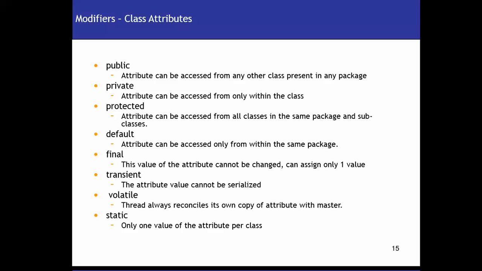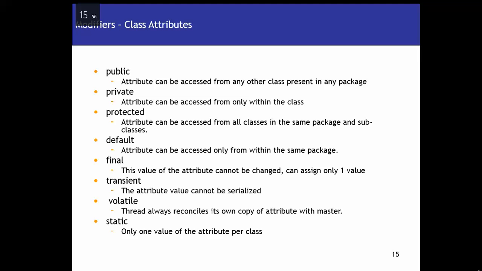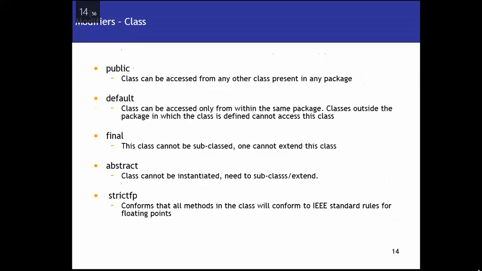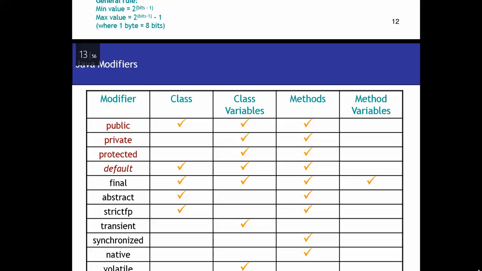And next is static. Only one value of the attribute per class. So when you declare a static, there will be only one value for that attribute in that class. You can't have multiple values. That is static. And we have just discussed modifiers for class attributes.